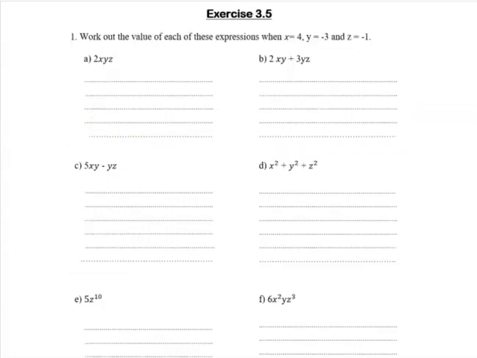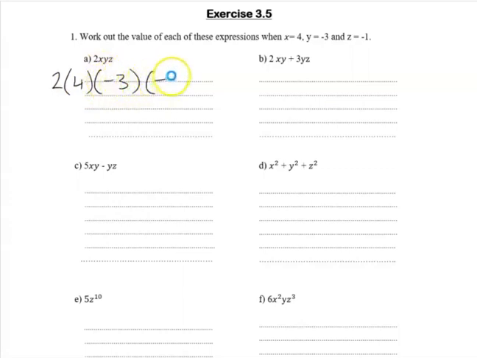Exercise 3.5 is on substitution. Now for this topic, all you have to do is replace the variable with the numbers given. So in question 1a, all you have to do is replace each of the variables with a set of brackets. So we're going to have 2 times x. X is what? 4. Y is minus 3.